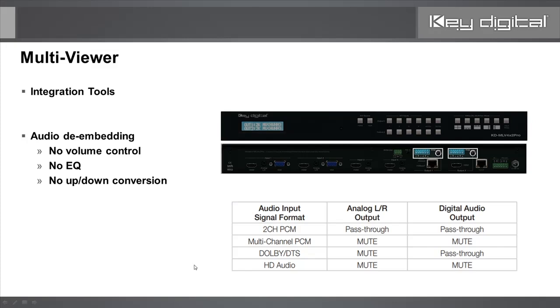On the audio outputs, you have analog and digital. There are no volume controls, no EQ, no format conversion. So if you want to have the output on 2-channel analog, then your HDMI sources should be told to output 2-channel for the feed into the multi-viewer. And of course, that can all be negotiated through our EDID control or set up manually in the video source's output, audio output options.